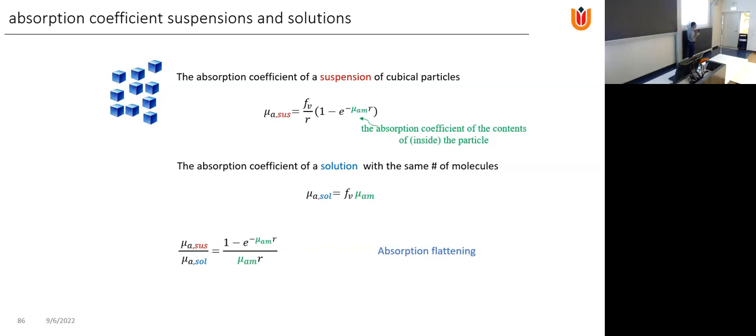Important to note that there are three absorption coefficients involved in this. There's the absorption coefficient that you would measure if you did an experiment on just one particle, of the substance that's in the particle, and these two are the absorption coefficients of a bunch of these particles in the cuvette, or all the molecules taken out of these particles. So it's three different ones.